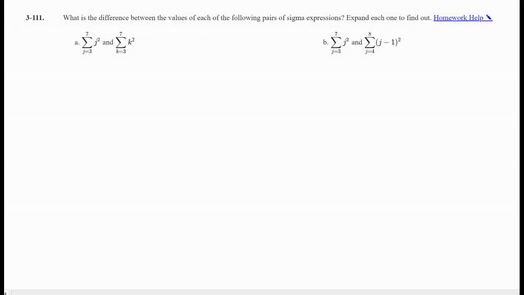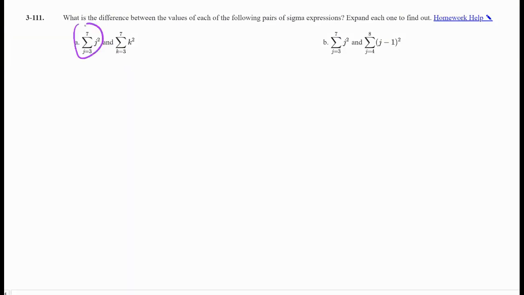What is the difference between the values of each of the following pairs of sigma expressions? Expand each one to find out. So when we're going through this, remember there's three parts to sigma or summation notation: the starting term, the ending term, and then our equation. And yes, there are specific math vocab words for that, but I don't really care.